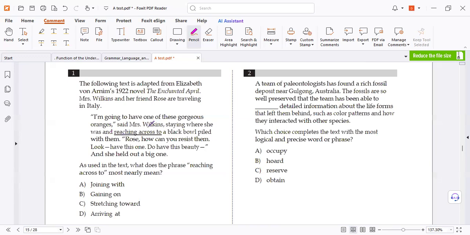So, welcomes, staying, and reaching across to the bowl piled with them. So who is he, or she? So here's the subject, right? So it's about the subject, this person, and this verb for him. And what is the object? Bowl. So he is going to reach a bowl. So to join with the bowl, to gain in a bowl of black plants and look for the rows. How can you resist them? Look, have this one. So this means he wanted to have it. He wanted to reach it.